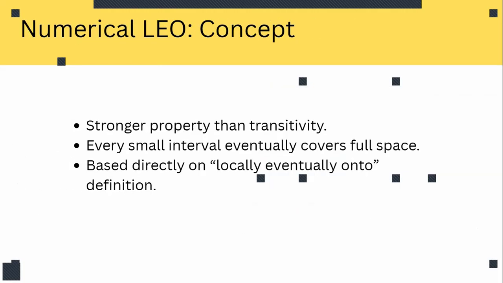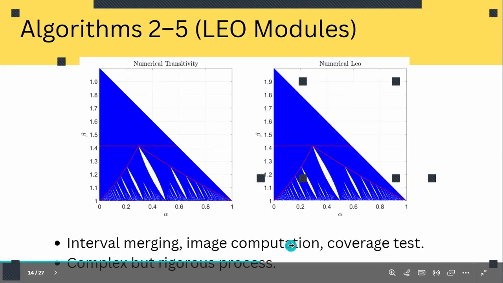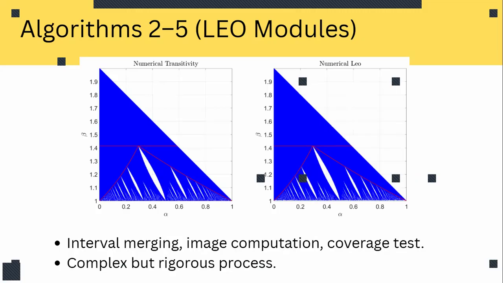Coming to the numerical LEO, the second test, numerical LEO, is a stronger criterion. If we start from any small interval, the iterates eventually cover the entire domain. This is implemented by 4 modules. So first is interval merging, image computation, coverage test, and running these for all subintervals. The test is deterministic and more computationally intensive, but gives a rigorous picture.